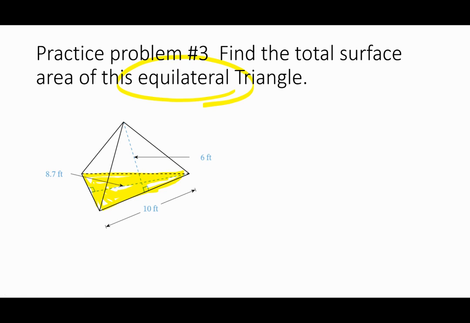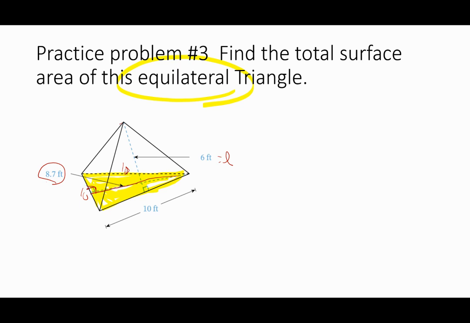And that means that all sides are 10. Because this is 10. This back one here is also 10. So now we have two heights. We have this one right here, that's our slant height. So even though the back triangle looks a little funky, it's because they're drawn on a two-dimensional figure. And then this height right here is the height of only the base.